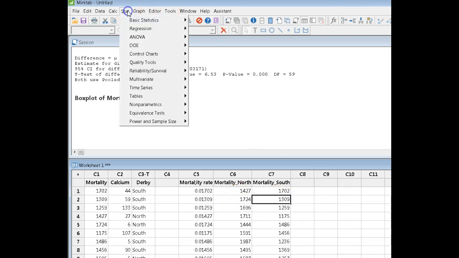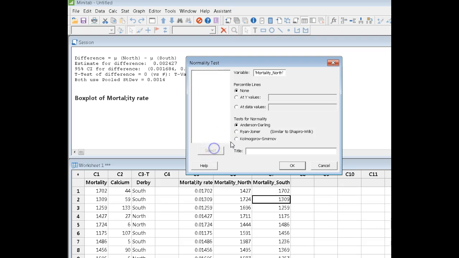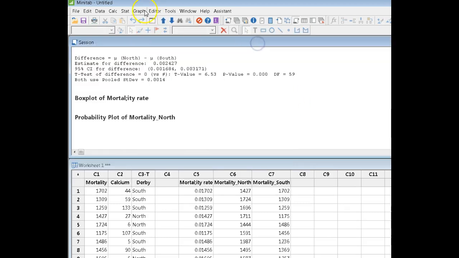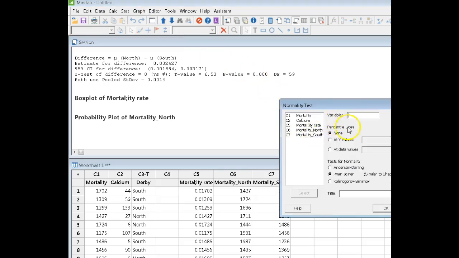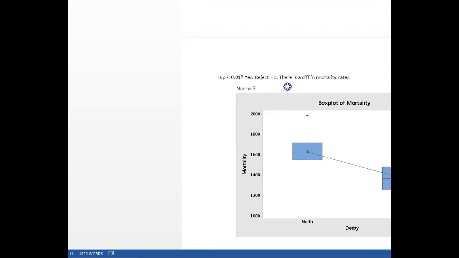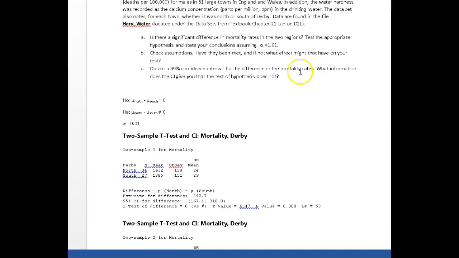And we're going to check both of these using Ryan-Joiner. So what have I got? My north data using Ryan-Joiner. Ryan-Joiner says north is normal. My p-value is greater than 0.1. And if I go in and check the south data, Minitab says, survey says, p-value greater than 0.1, so that's also normal. So have I met my assumptions? Yes, I have.